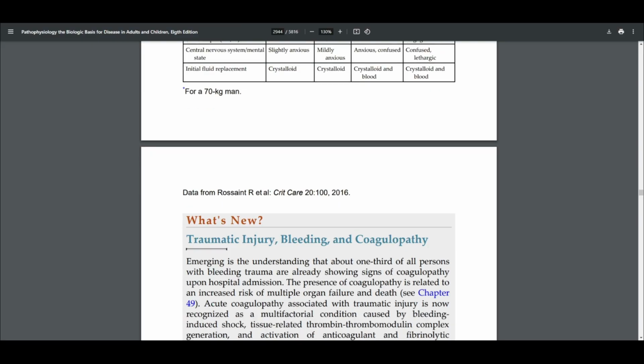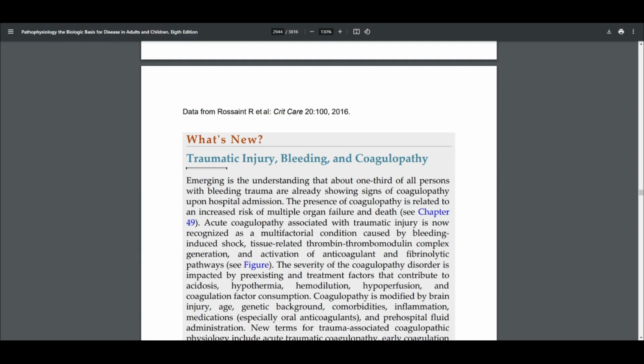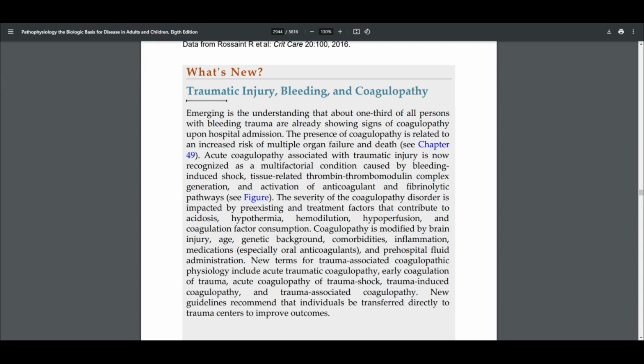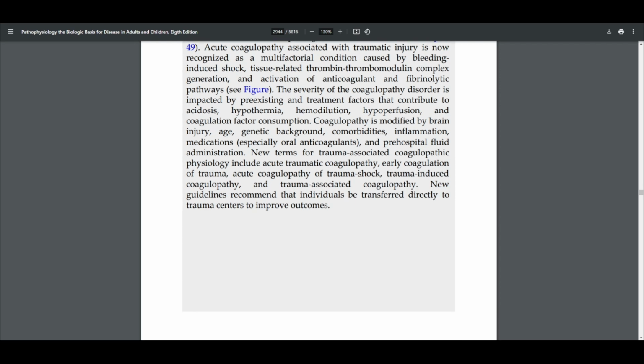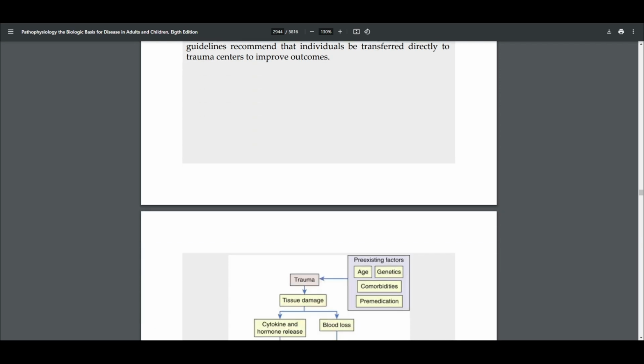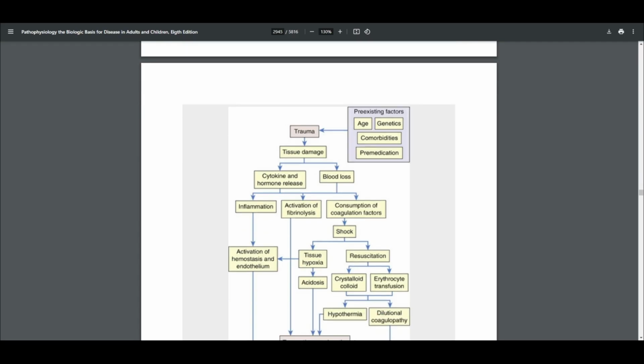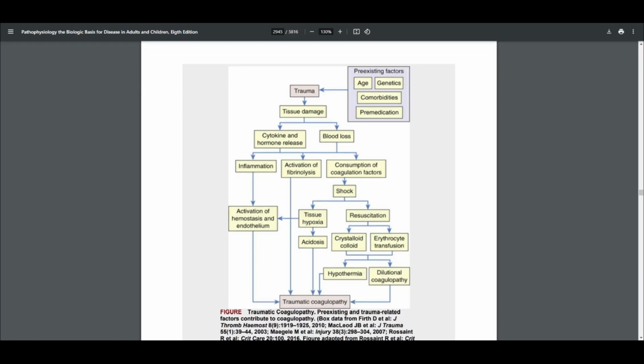And then there is another spot for you to pause here for another What's New, this one regarding traumatic injury, bleeding, and coagulopathy. So I'll slow down for sections for you to pause, and you're welcome to read those aspects, as well as the appropriate chart on traumatic coagulopathy.